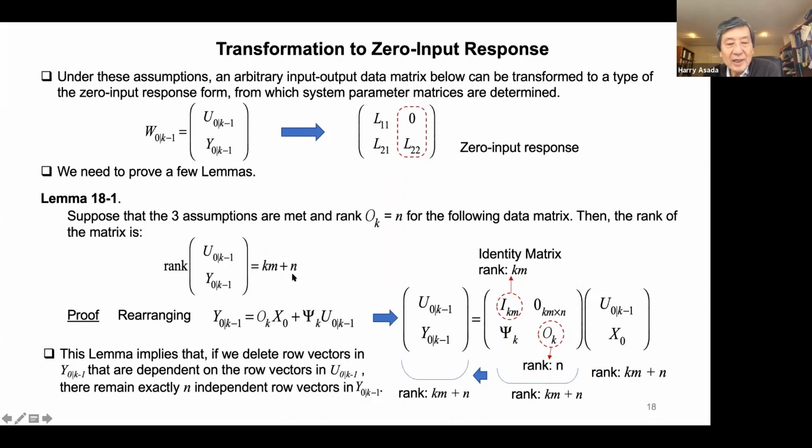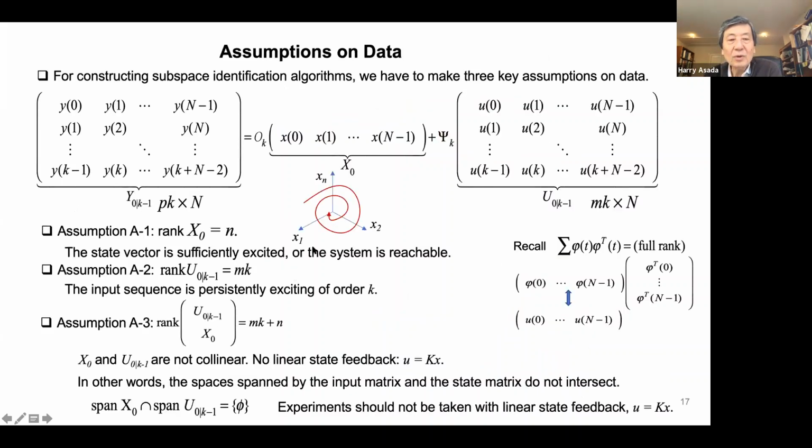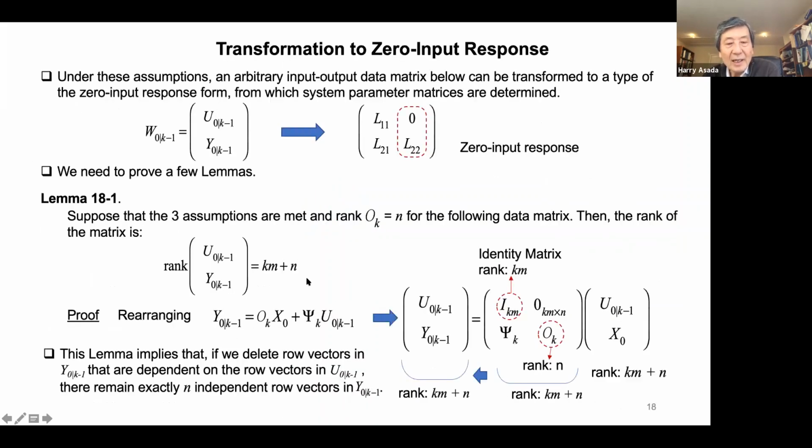Kn plus N, we assume that's for this matrix, combining the input Hankel matrix and the state X_0. However, under this assumption that rank O_K is N, the input and output Hankel matrix together have the same rank. It's full rank. And this is actually almost obvious.